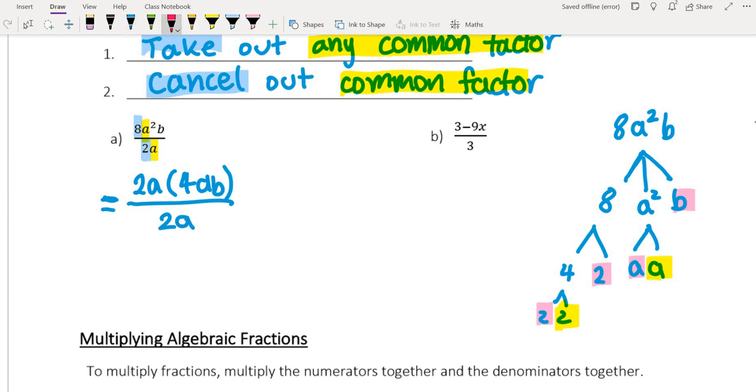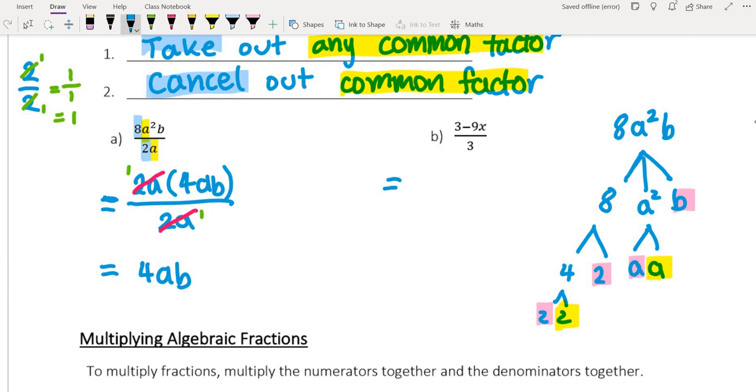This way we can visualize that the 2a is common on both bottom and top, meaning we can cancel it out. When we cancel things out, it becomes 1. It's the same idea as having 2 over 2: 2 goes into the top once, 2 goes into the bottom once, and it becomes 1 over 1, which is just 1. That's the idea we're dealing with here. So 2a over 2a just becomes 1 over 1, which is just 1. So all of this becomes 1 times 4ab, which is just 4ab.